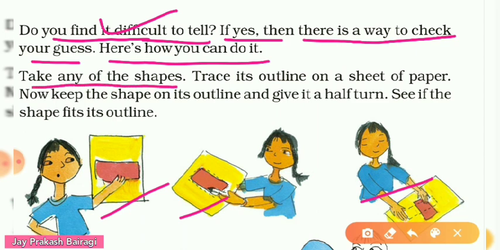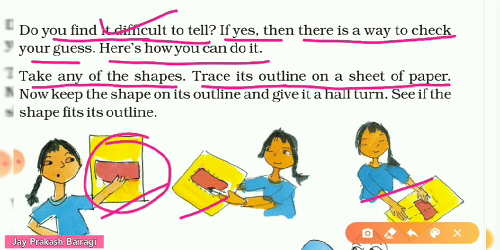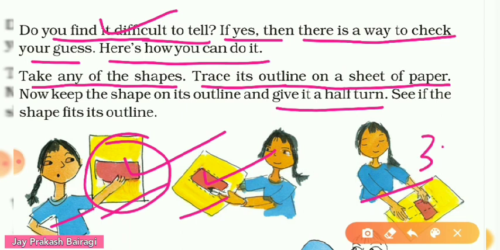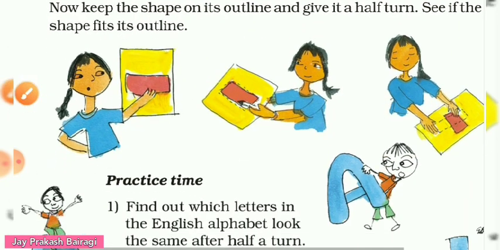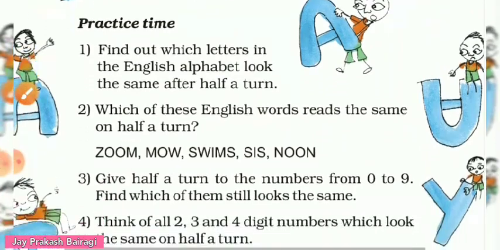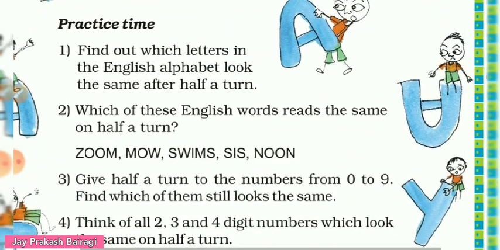Take any of the shapes, trace its outline on a sheet of paper. As you can see, the girl has taken a paper, then she is tracing its outline and giving it a half turn. So in the last picture, the third picture, you can see the girl has given a half turn. See if the shape fits its outline. So it is just a practical activity. You can do it at your home if you are confused about half turn.